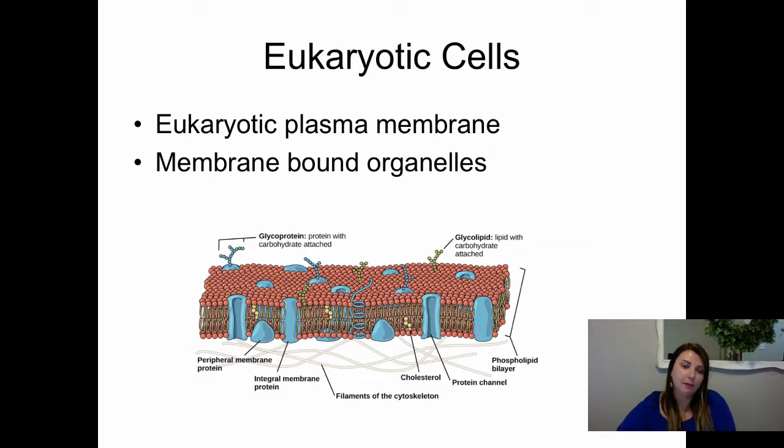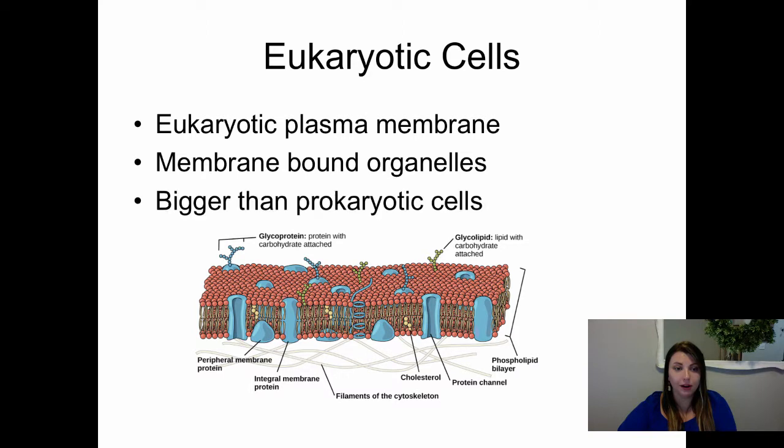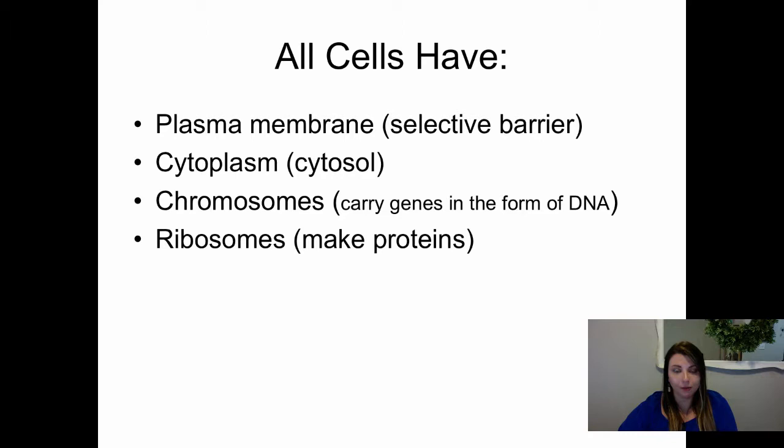So you're also going to find membrane-bound organelles in our eukaryotic cells, and eukaryotic cells are also bigger than prokaryotic cells. So some similarities that you will see amongst all cells is that there is a plasma membrane, and it will act as a selective barrier. All cells will have cytoplasm. You're also going to hear it called cytosol. It's the same thing. All cells will have chromosomes, and chromosomes are what carry genes in the form of DNA, which we're going to talk about more later on as well. And then all cells have ribosomes. Remember, again, we are protein-making machines, and we need ribosomes to do this.